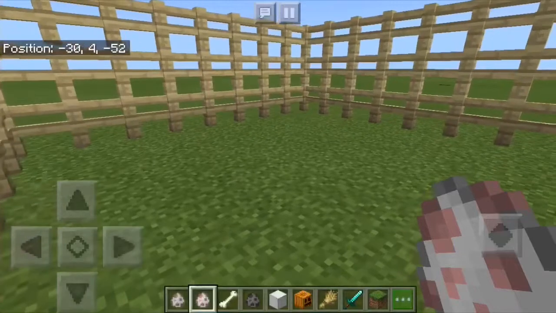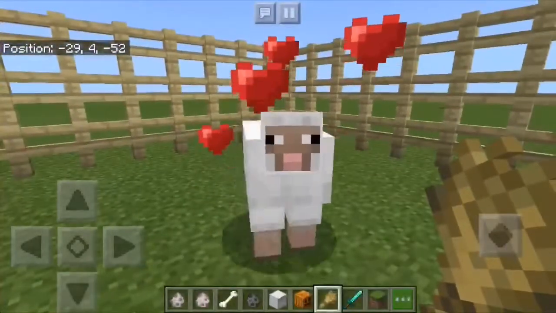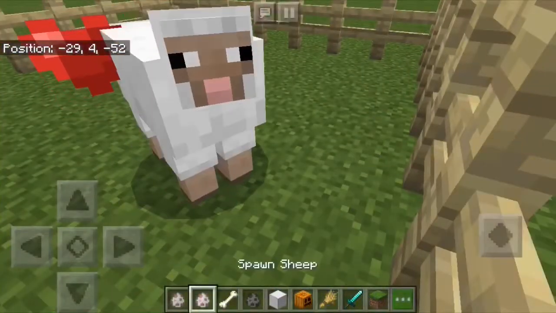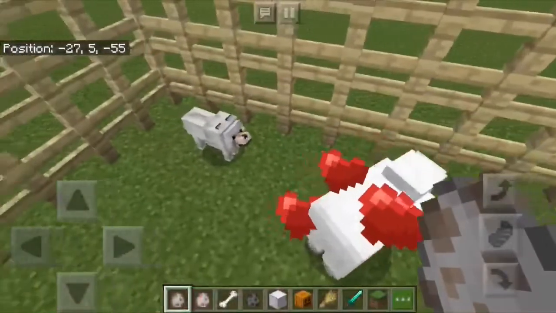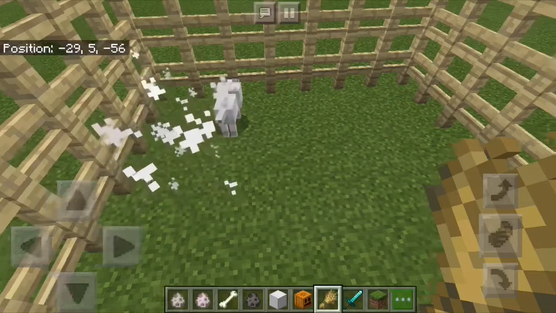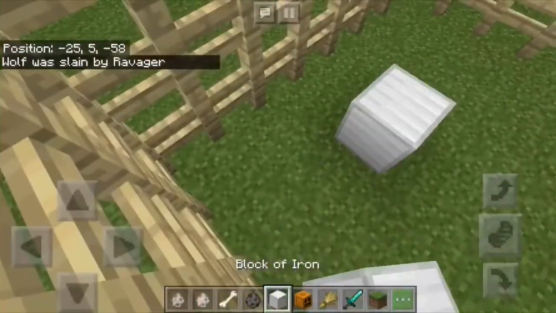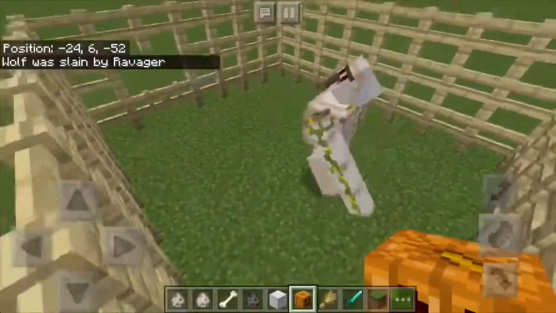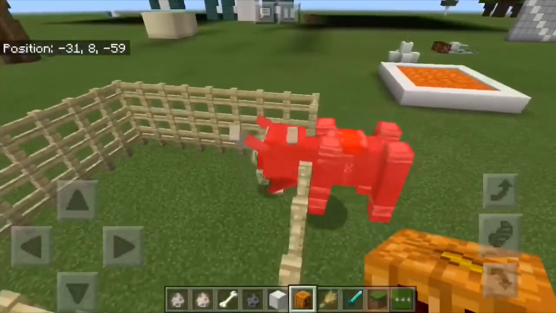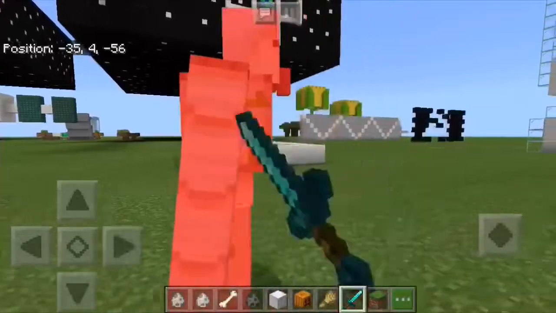A food chain is a line of things that kill each other for energy, like sheep eat wheat for food, which gets its energy from the sun, and then wolves kill sheep, and then the ravagers kill the wolves, and then the Iron Golem kills the ravager, and then of course the player comes and kills the Iron Golem.